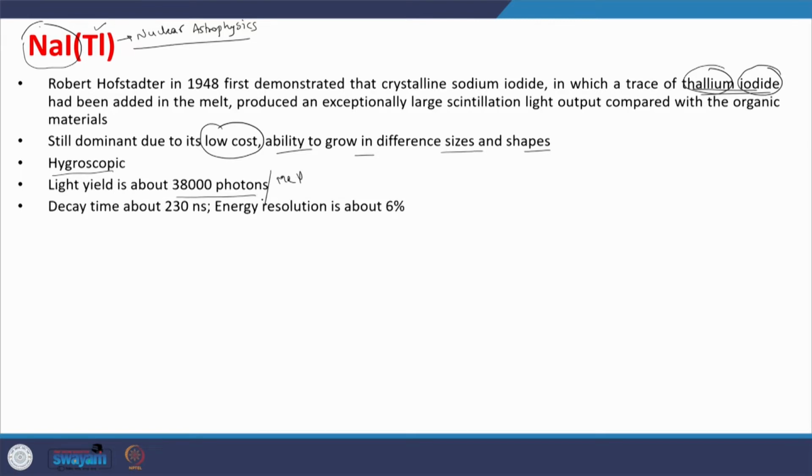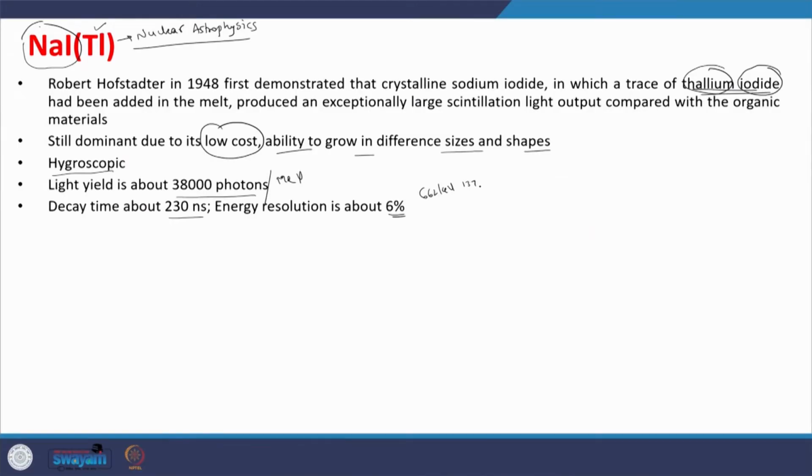Okay. And the decay time is not excellent, but it is perfectly all right, 230 nanoseconds, and the energy resolution is about 6%. So, whenever I quote any number for energy resolution, it has to be understood that it is for 662 keV gamma rays emitted by the cesium-137 nucleus. In one of the previous lectures, I have explained the decay scheme of the widely used gamma source, cesium-137.